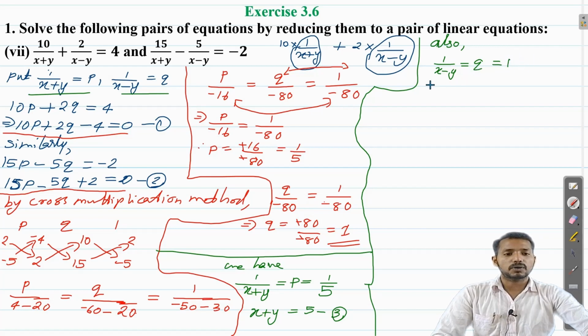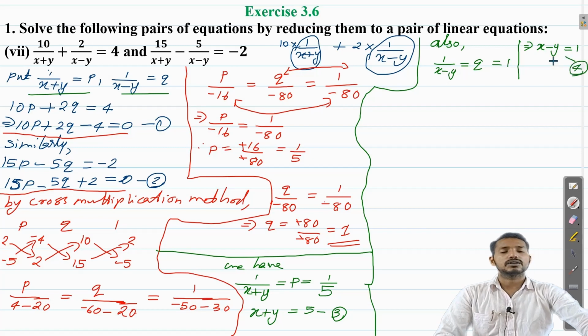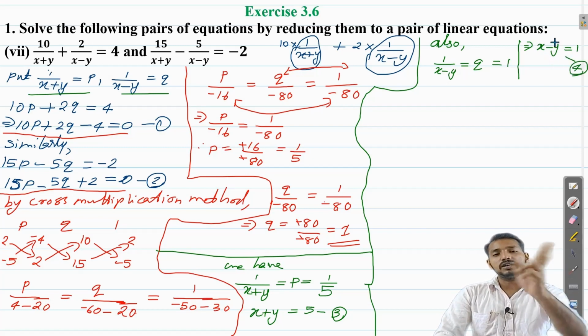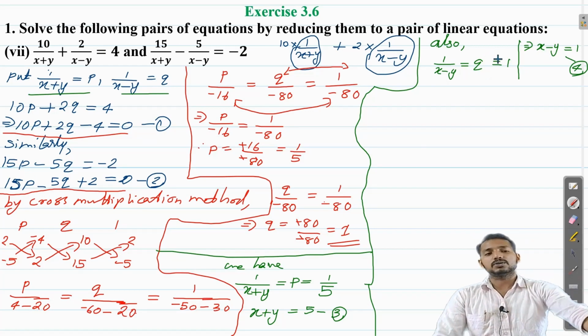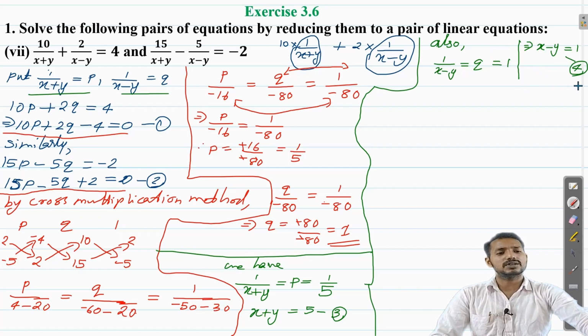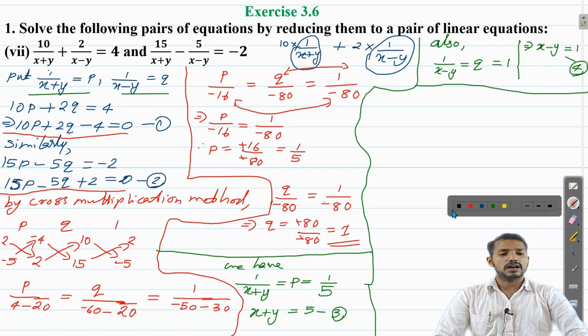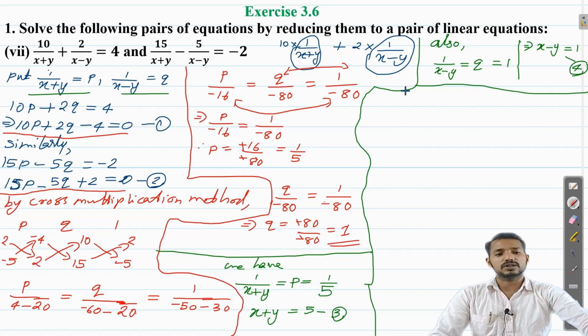So taking the reciprocal we get, reciprocal of 1 by x minus y is x minus y, and reciprocal of 1 is again itself 1. Equation number 4. So now again we have got two linear equations in two variables. We have to go for solving that also, because these two equations are very simple, so it's not a problem. So here one more step is addition, that is solving again these two equations.